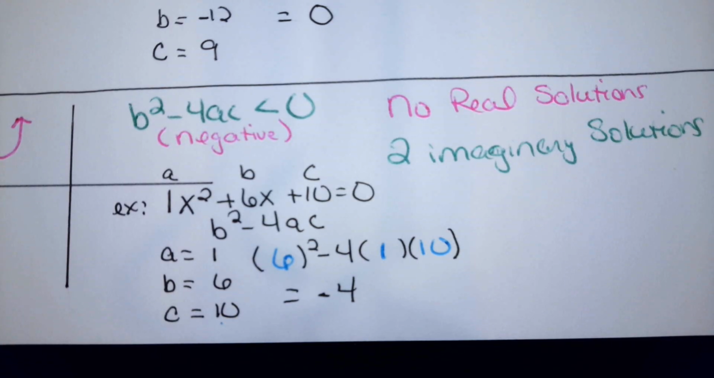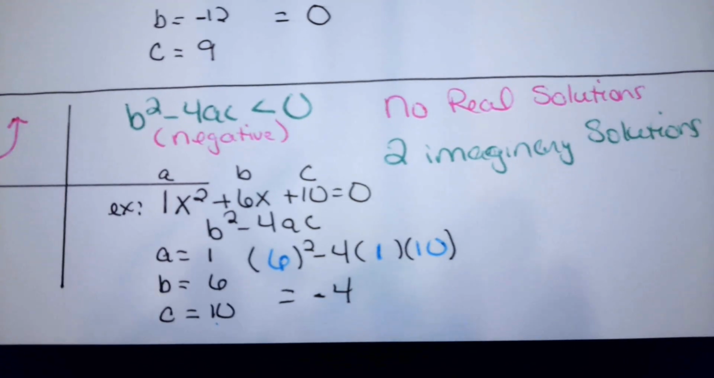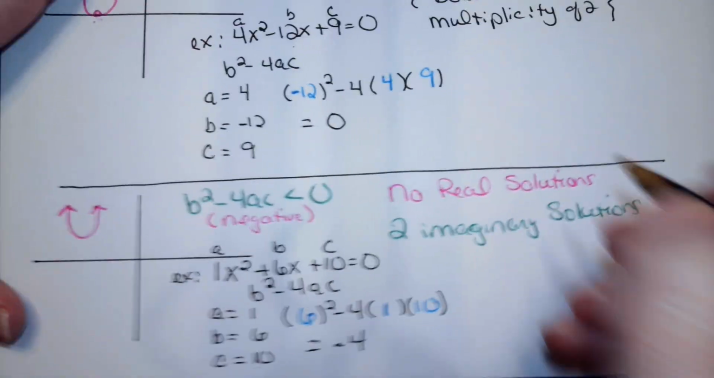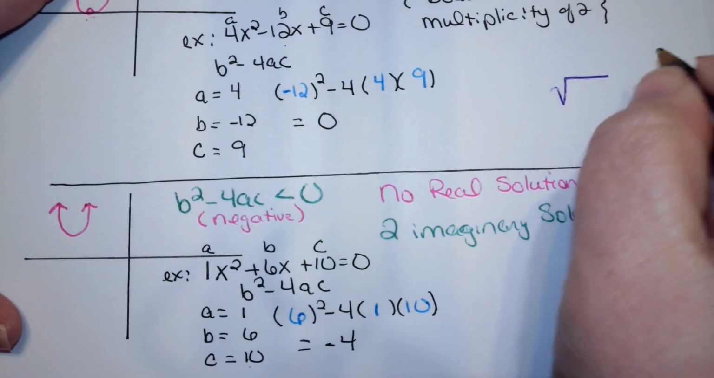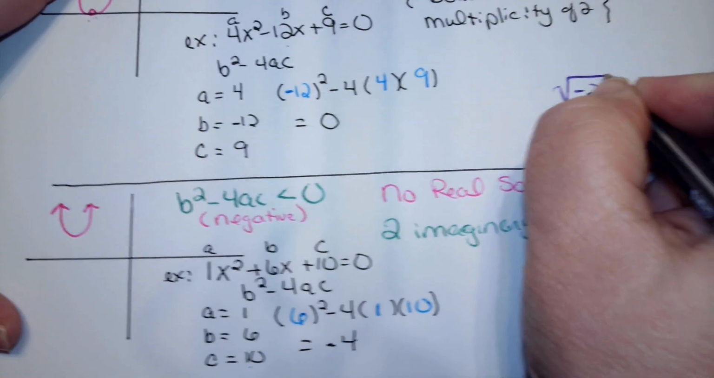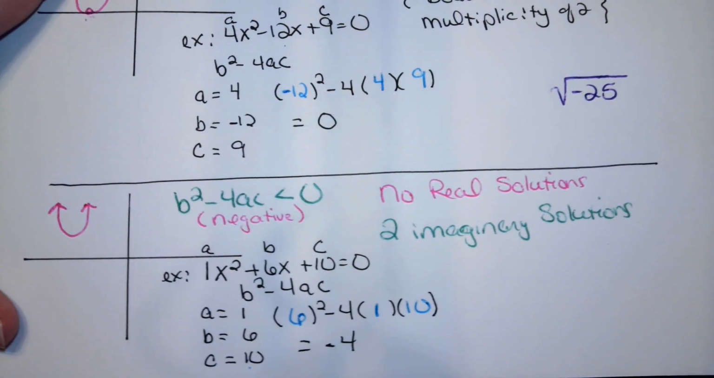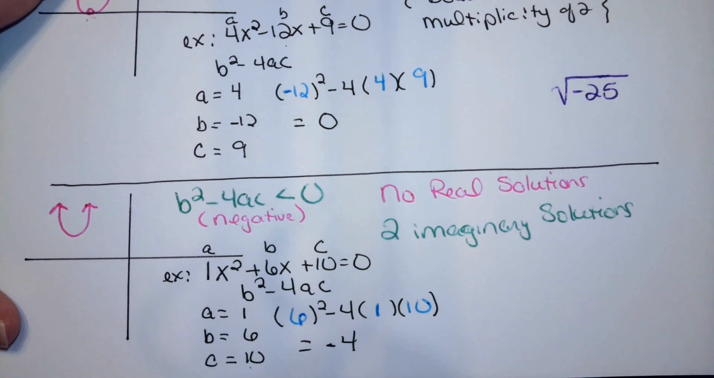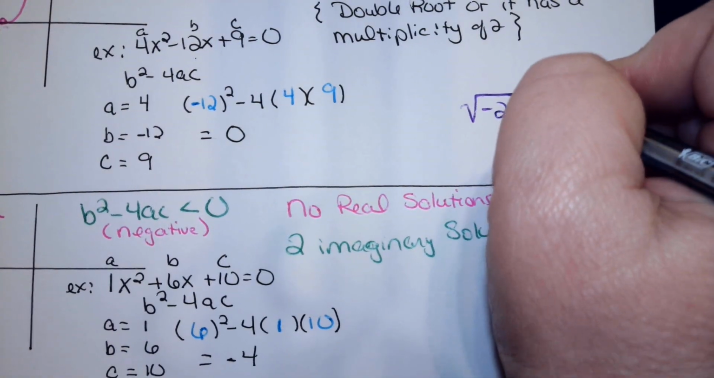Alright, so let's talk about imaginary numbers for a minute. If I came right here and asked you for the square root of negative 25, what is the square root of negative 25? Now most of you are thinking 5.